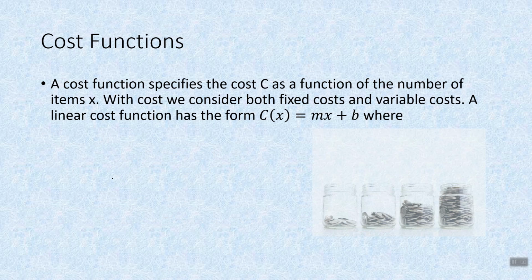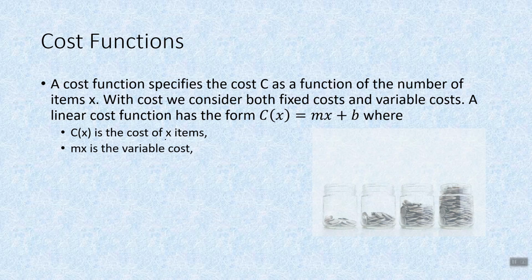All right, so let's look at a cost function. A cost function specifies the cost C as a function of the number of items x. With cost, we consider both fixed costs and variable costs. A linear cost function has the form C of x equals mx plus b, and that's what we're going to use most of the time, where C of x is the cost of x items.